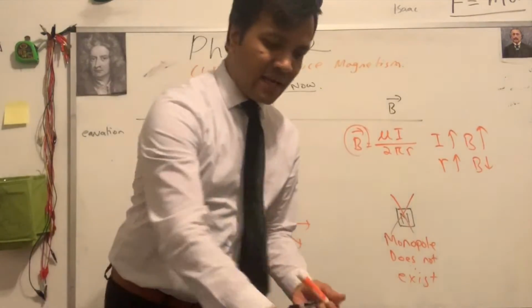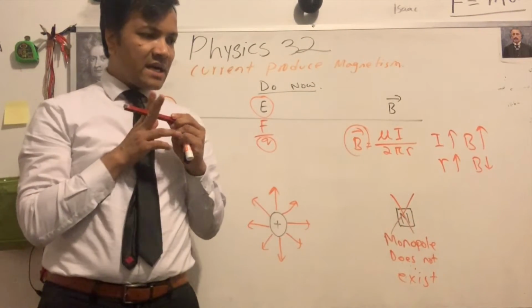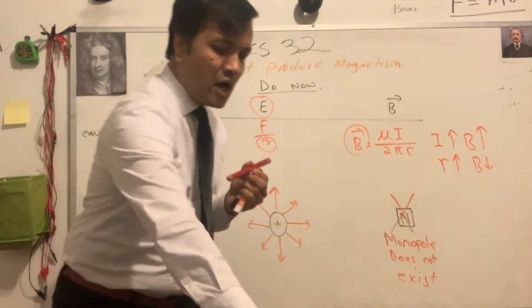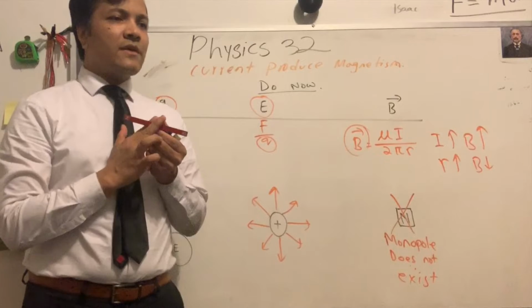Okay, so I have a magnet. I have a north pole and I have a south pole, right? What if I cut it in half? Then how many north and south poles am I going to have? Four.